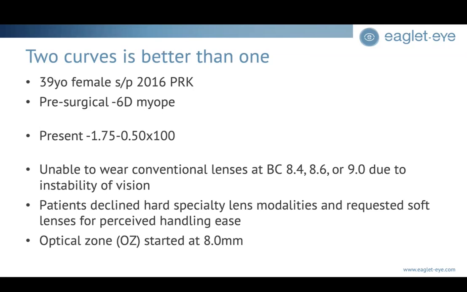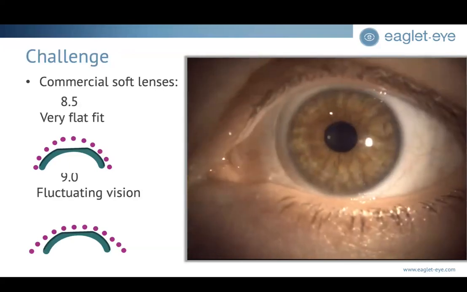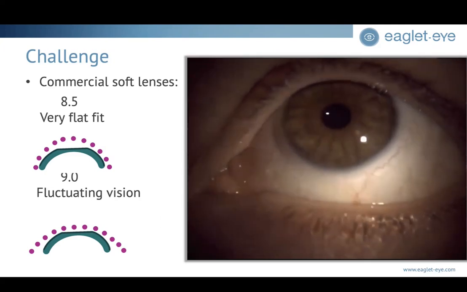Patients that have had ocular refractive surgery sometimes run into issues where they're not able to successfully wear conventional lenses because they have a peripheral base curve that's steeper, and then their central flat base curve creates two different shapes. Symptoms of that are fluctuating vision, lenses that move around too much, and vision that is not adequate. In this case, there's a patient that had declined a hard lens fit, and we were able to create a custom soft lens.